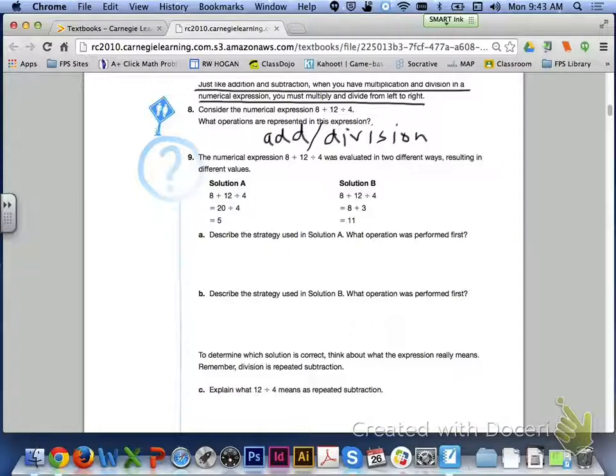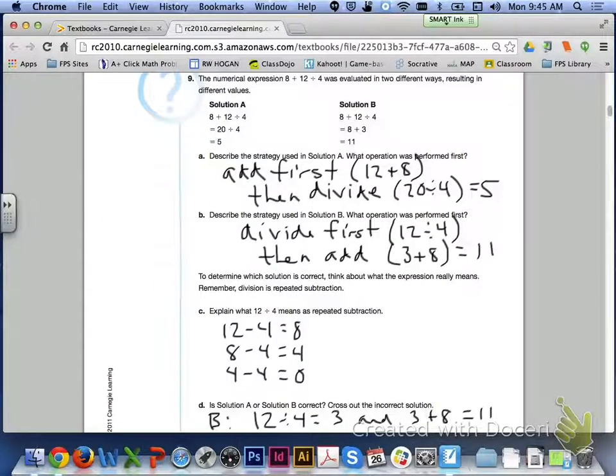It says the numerical expression 8 plus 12 divided by 4 was again evaluated in 2 different ways, resulting in different values. So go ahead and take a look at solution A and solution B, and I want you to answer letters A through D for number 9. If we look at the strategy for solution A, we can see that they added first. They took the sum 12 plus 8, which was 20, divided that by 4 to get 5 for the answer. For letter B, you can see that the strategy, they divided first, 12 divided by 4, that quotient 3, they then added to 8 to get 11 for the answer.